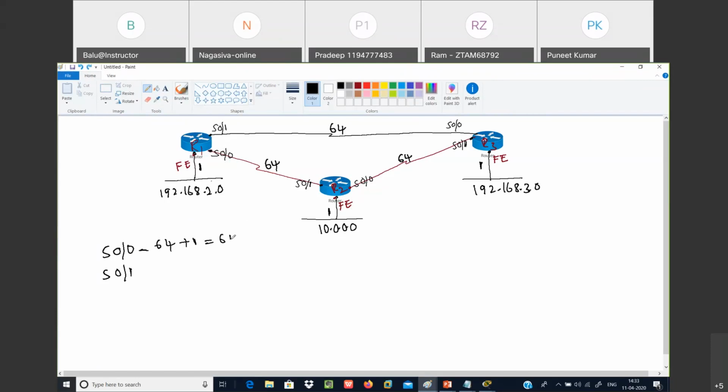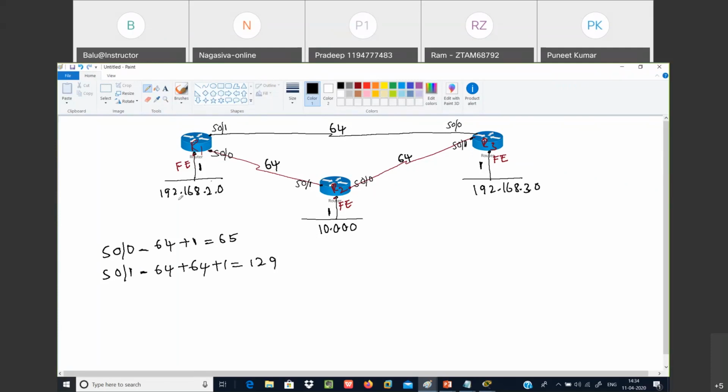65. Okay. Now if traffic is going via serial 0/1 to reach the 10 dot network, the LAN, what is the cost? Via serial 0/1 to reach R2 LAN, what is the cost? 129. How? R1 to R3 is 64, plus R3 to R2, 64, plus the R2 LAN interface is 1. Total cost is 129.